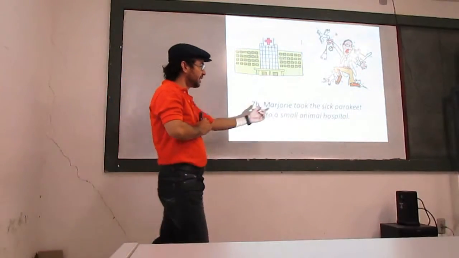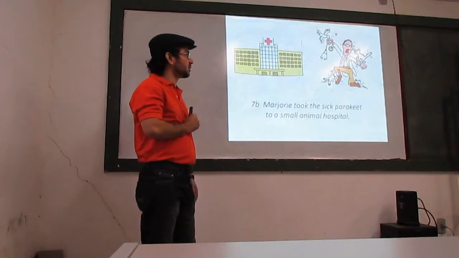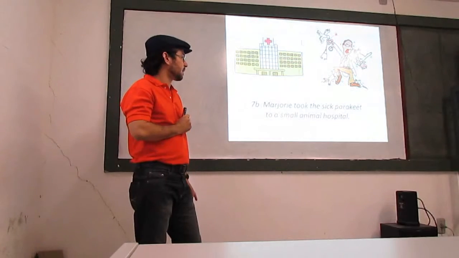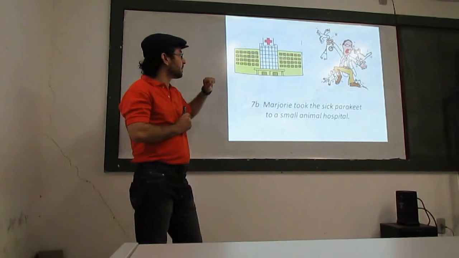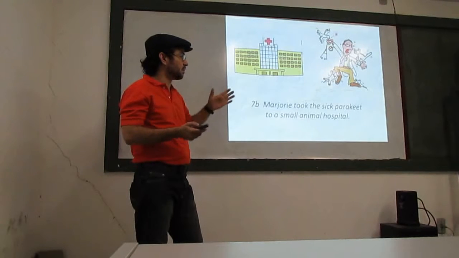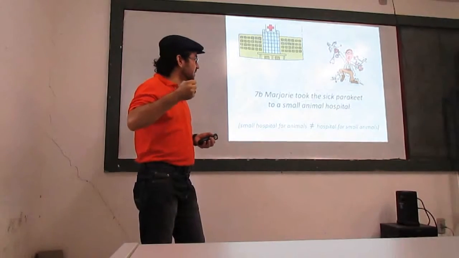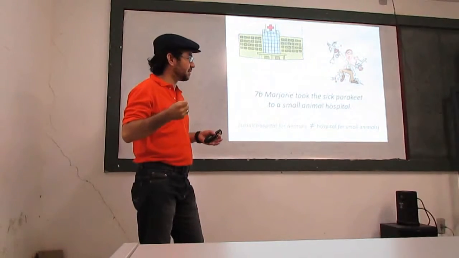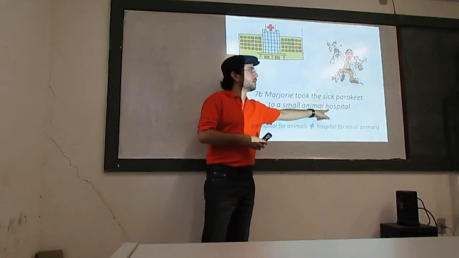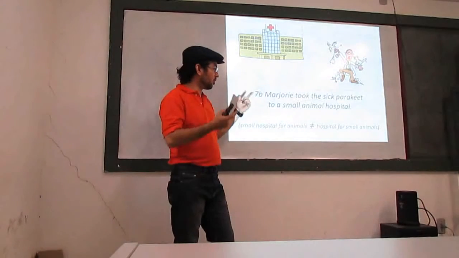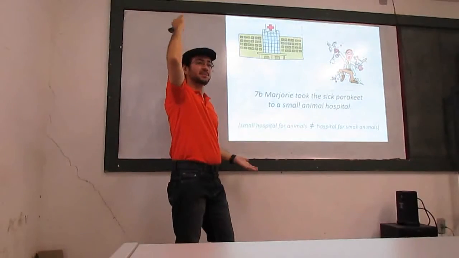Took is like the verb take in the past. So the past tense. Marjorie took the sick parakeet to a small animal hospital. Okay, let's see the meaning. Okay, we have in this sentence: Marjorie took the sick parakeet, que ficou doente, ela pegou, né? E levou para small animal hospital, para hospital de animais pequenos, or to a small hospital, right? A small hospital, not so big hospital, okay?